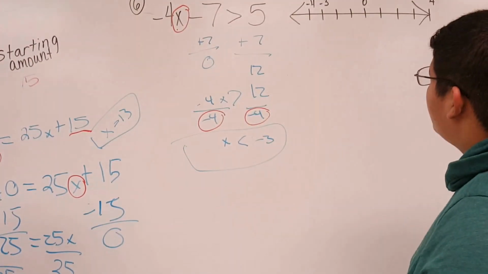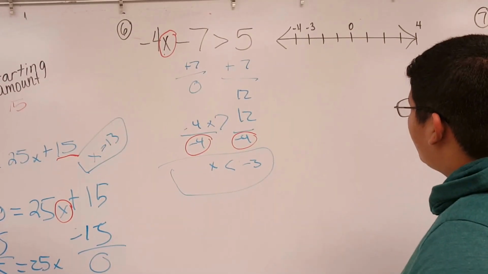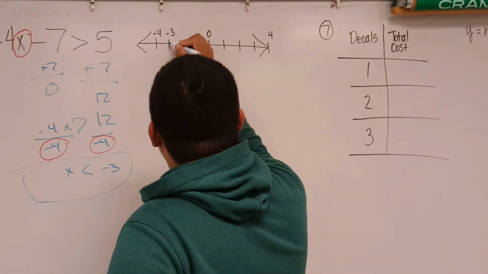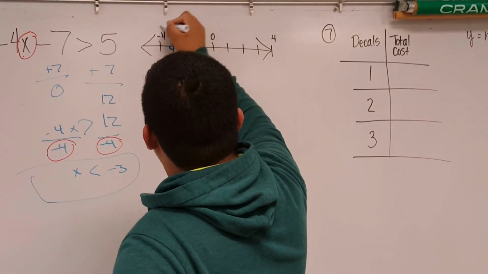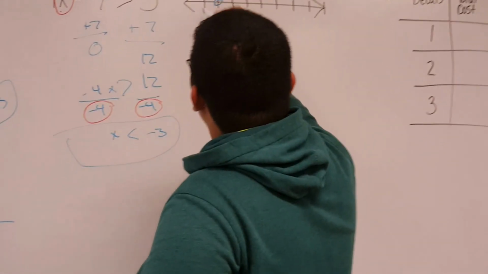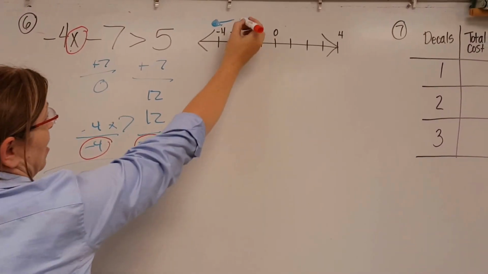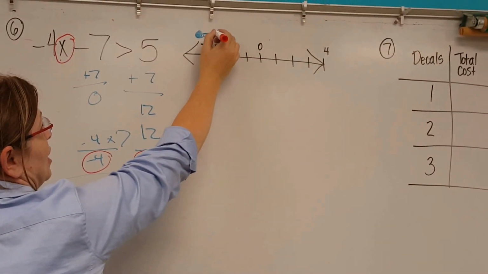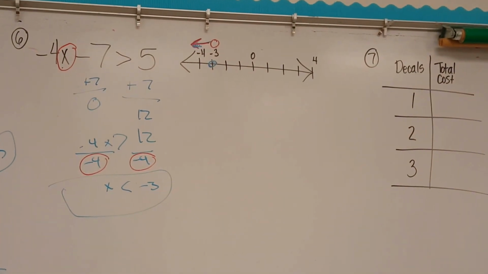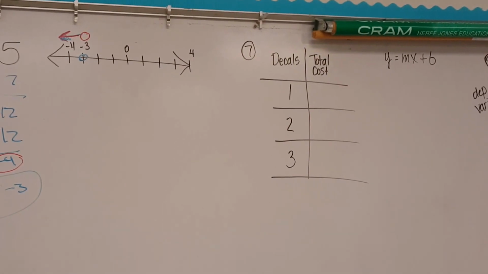Okay, so if it is x is now less than -3, are we going to have an open circle or a closed circle? Open circle, and it's to the left. Good. So on your number line, you're gonna have an open circle at -3, and your arrow is going to go to the left. Muy bien. Ryan, so keep on going.